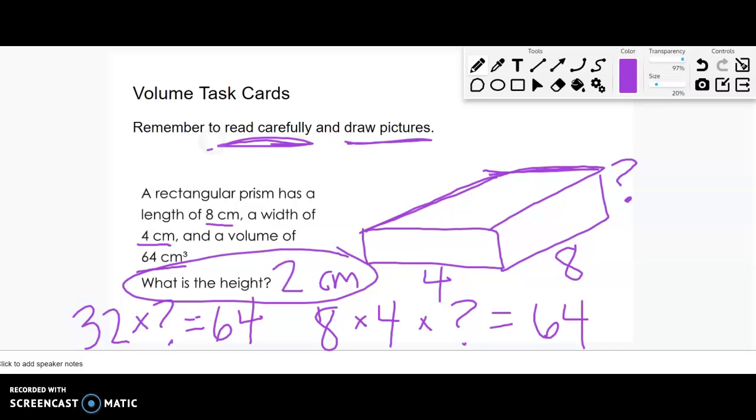Okay, so I read carefully. I noticed they didn't tell me length, width, height. One of the numbers was the volume. I drew a picture to help myself visualize, and then I thought about how I solved for volume. It's not going to be the same process every time, but think about what are they giving you? What do you know? What can you try?